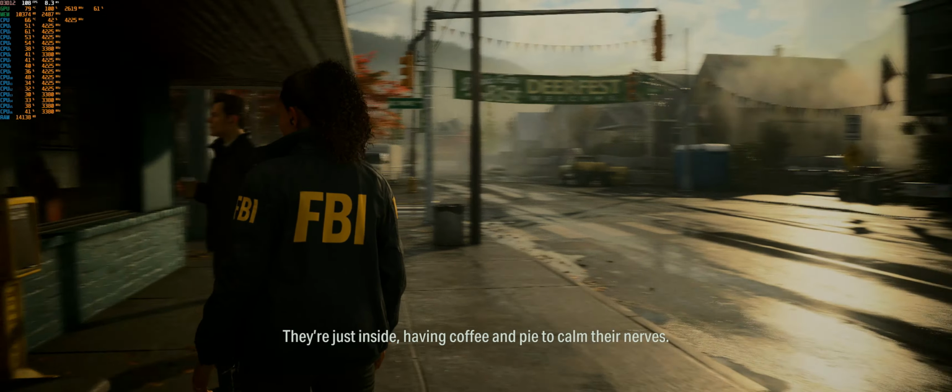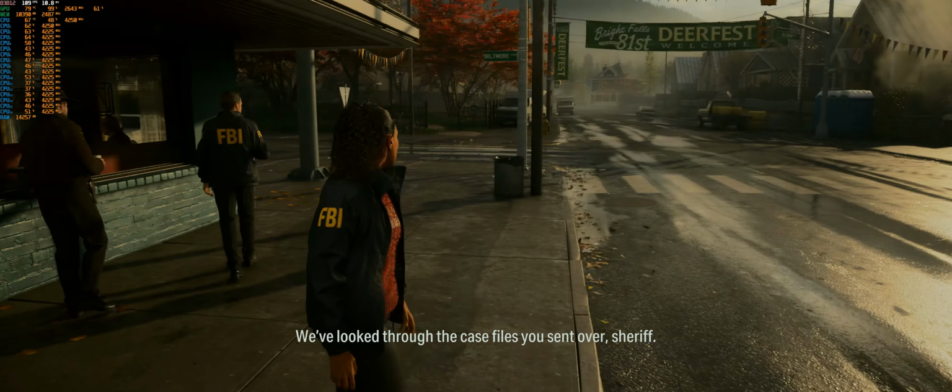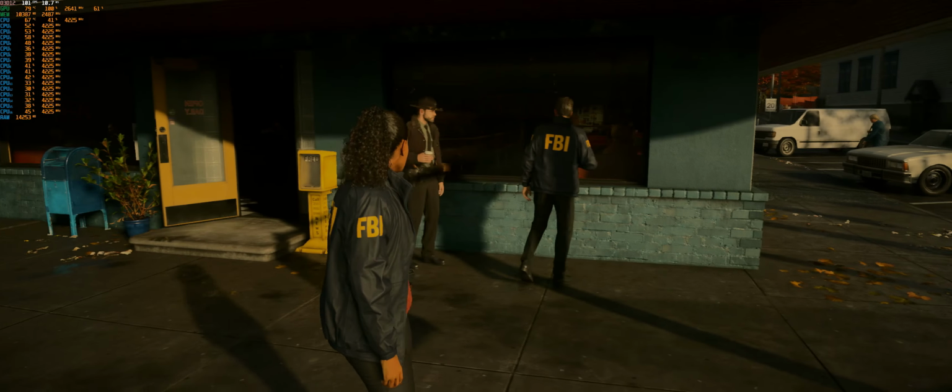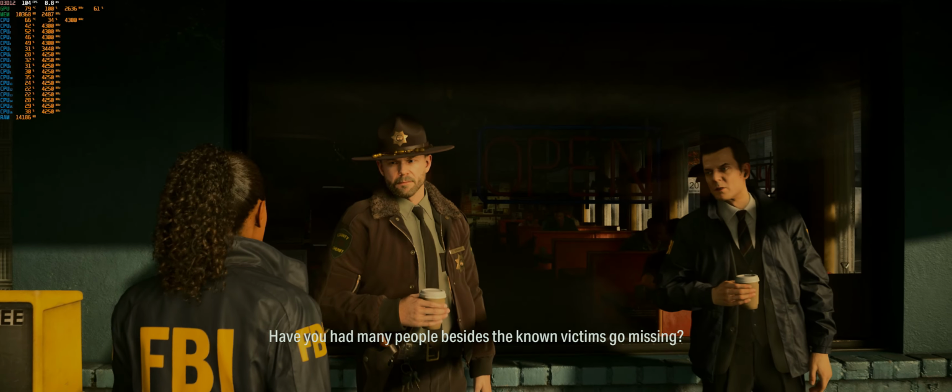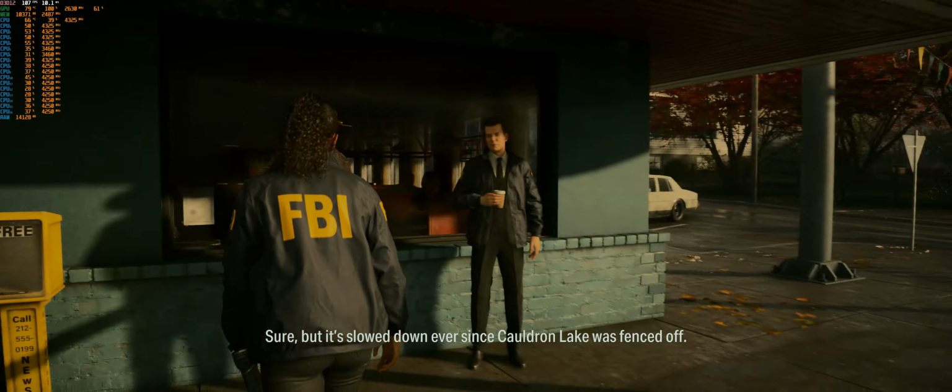And as you can see, the frame rate is really good. 111, 120, 131 at one point. But it seems like it's averaging around 100 plus. Of course FSR is enabled.